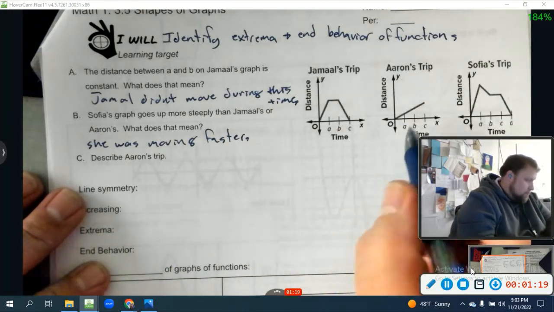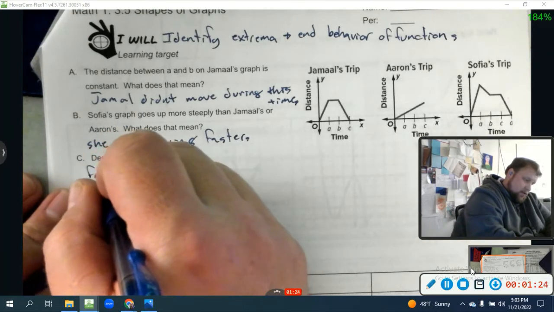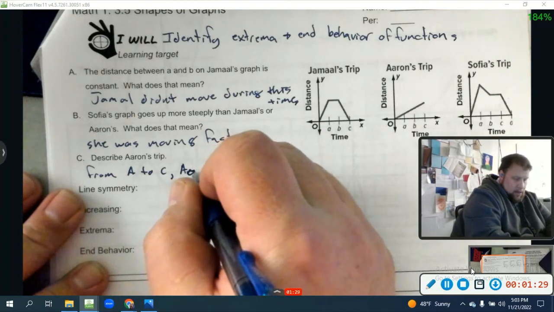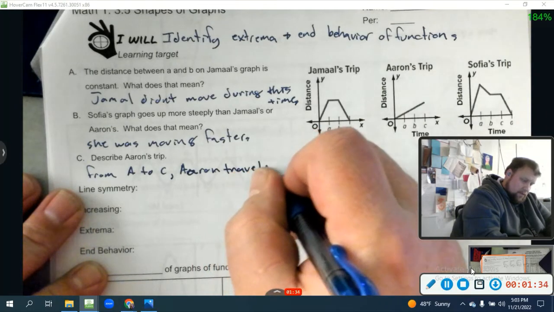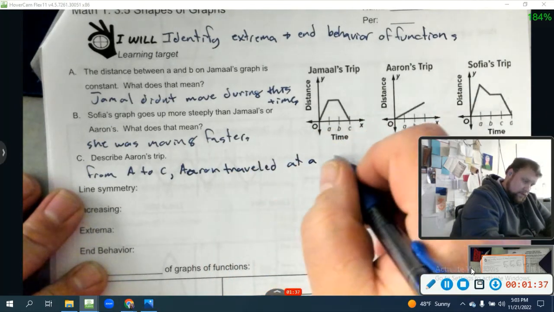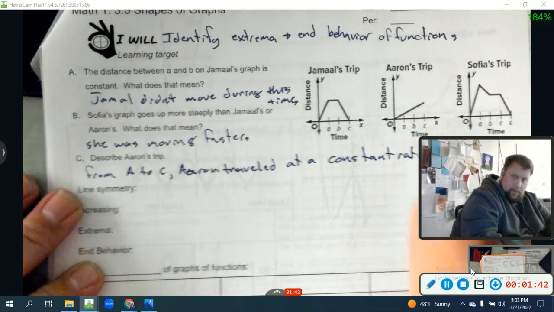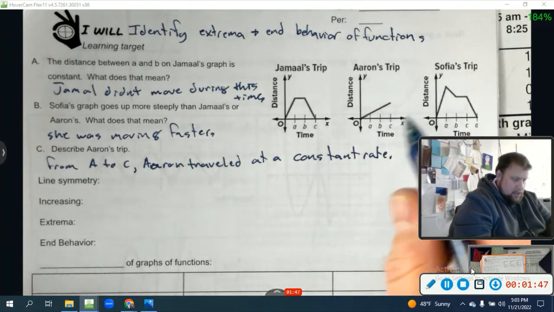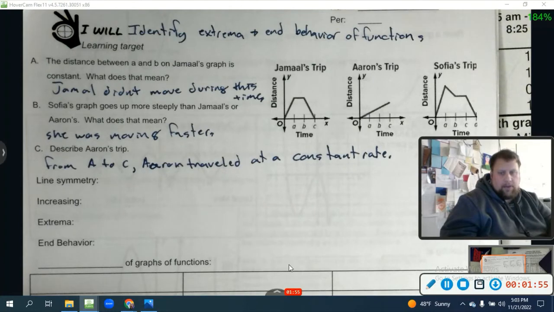Describe Aaron's trip. Well, from A to C, Aaron traveled at a constant rate. See how he just went the same speed the whole time? As long as you said something about he went the same speed the whole time, he just kept moving, that's fine. Okay, we got some vocab to get through. Let's do it.